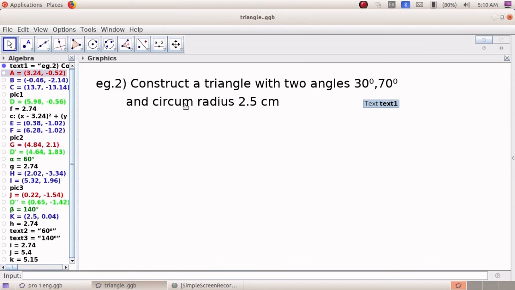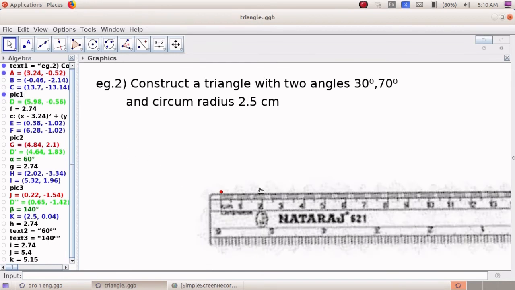To construct such a triangle, first let us construct a circle of radius 2.5 centimeter. And so let us measure a radius of length 2.5 centimeter. 2.5 centimeter is measured.